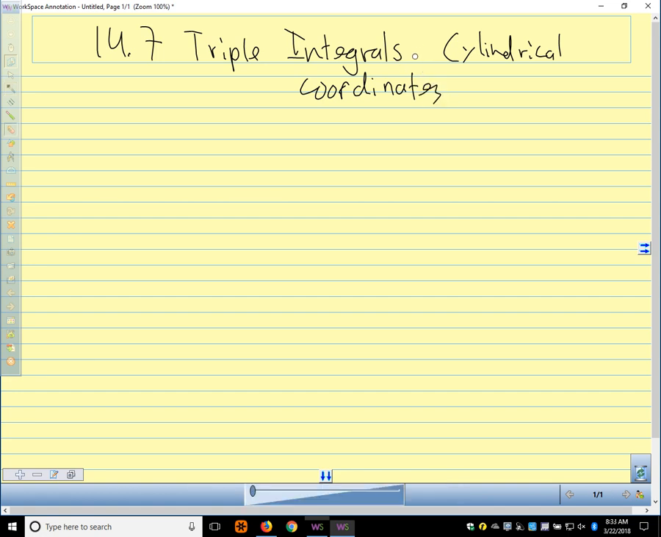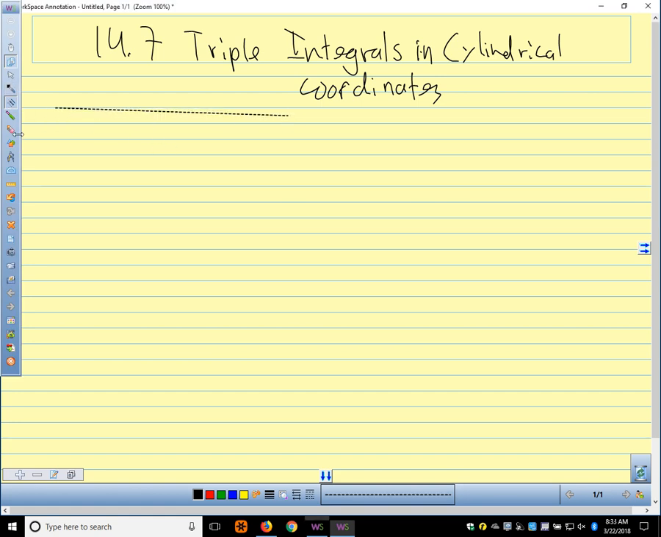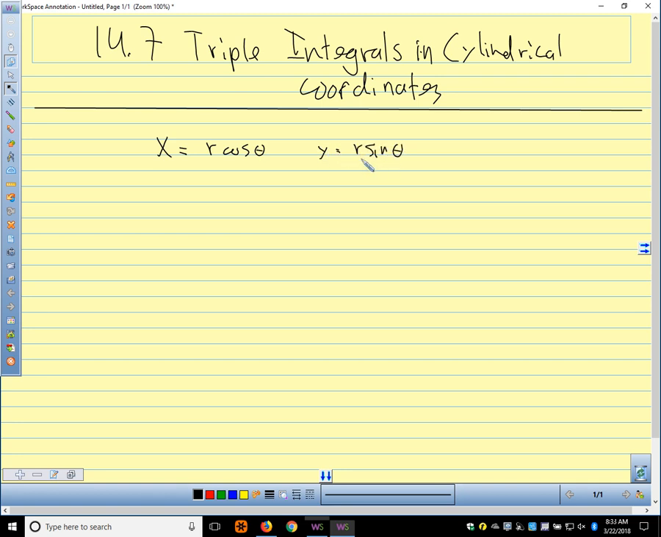All right, so a reminder, in chapter 11 we had an introduction to cylindrical coordinates. So I just want to remind everyone what our cylindrical coordinates are. We can think of cylindrical coordinates as polar coordinates plus a z. So we have x equals r cosine theta, just like in polar coordinates, y equals r sine theta, and z equals z.